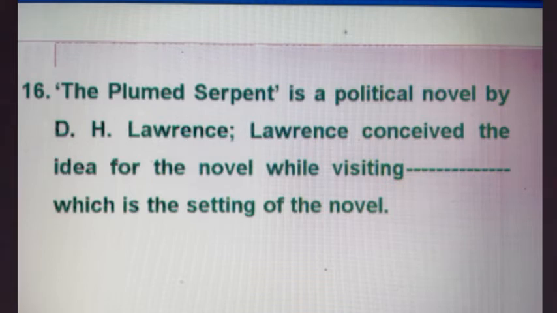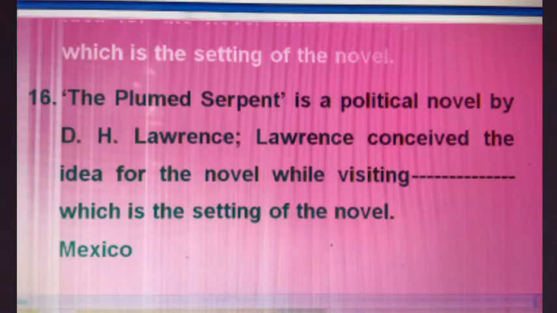Question number 16. The Plumed Serpent is a political novel by D.H. Lawrence. Lawrence conceived the idea for the novel while visiting dash, which is the setting of the novel. Answer: Mexico. The Plumed Serpent is a political novel by D.H. Lawrence. Lawrence conceived the idea for the novel while visiting Mexico, which is the setting of the novel.